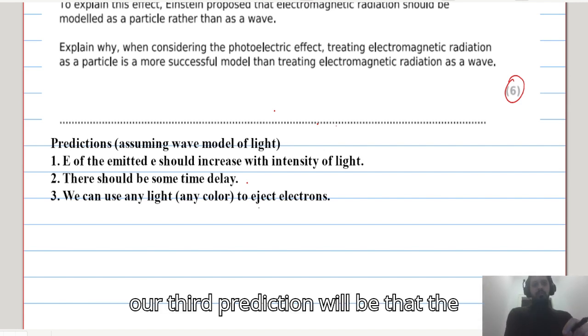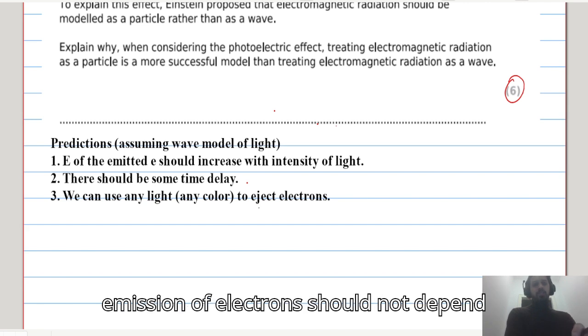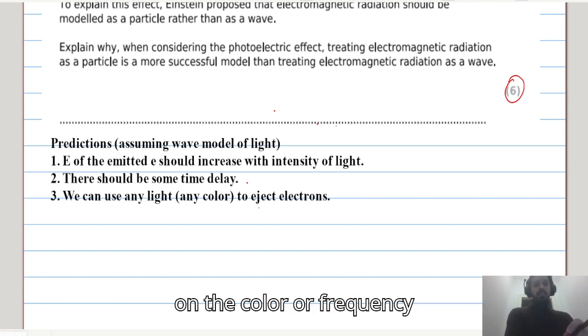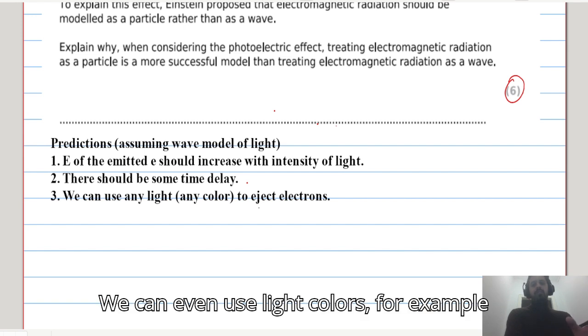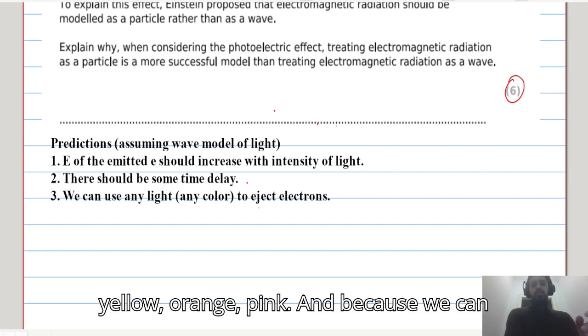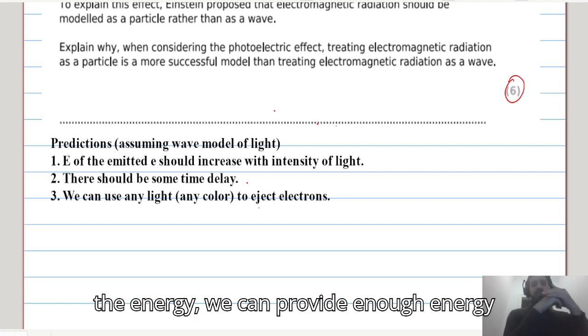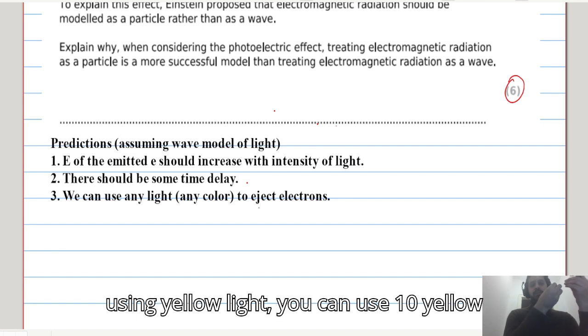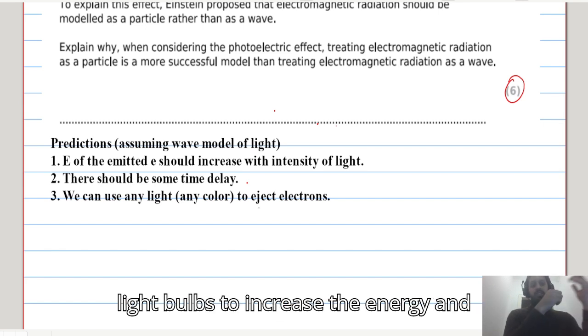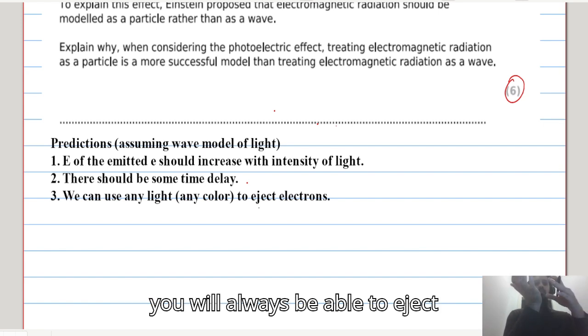Our third prediction will be that the emission of electrons should not depend on the color or frequency of the light that we are using. We can even use light colors, for example, yellow, orange, pink. And because we can always increase the intensity to increase the energy, we can provide enough energy to the electron. For example, if you are using yellow light, you can use 10 yellow light bulbs to increase the energy, and you will always be able to eject electrons.